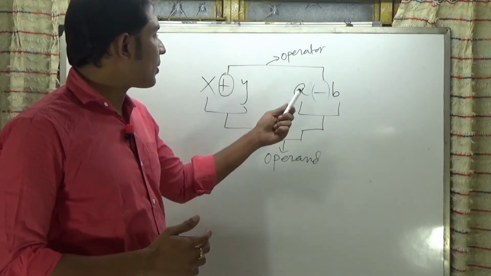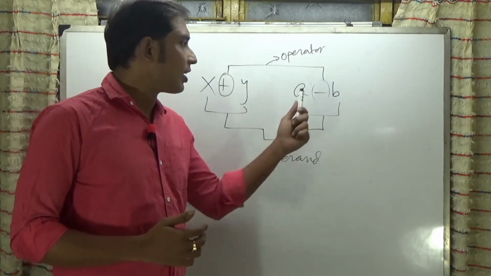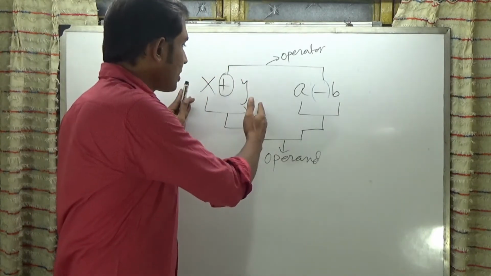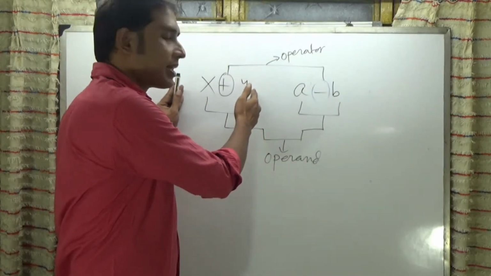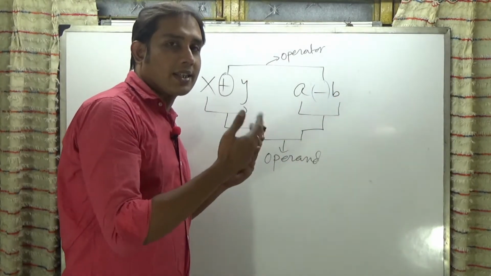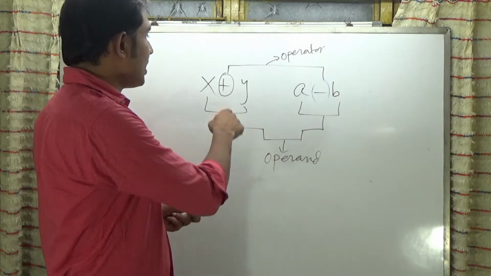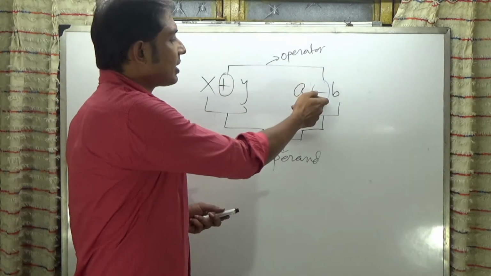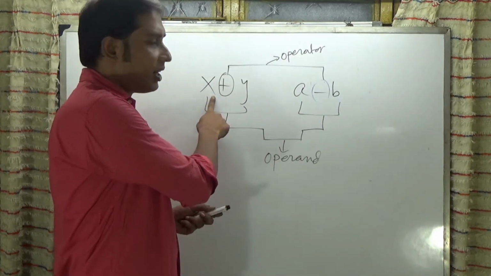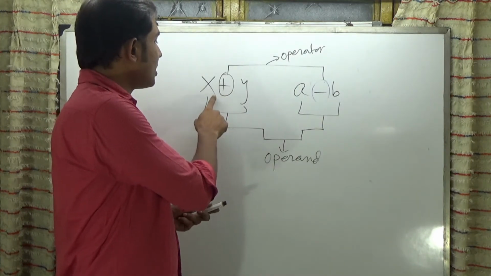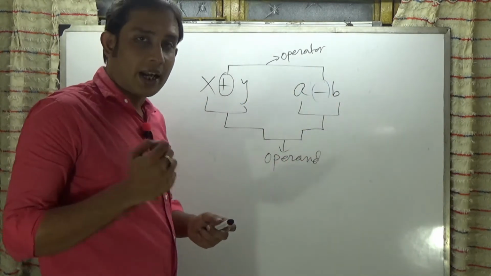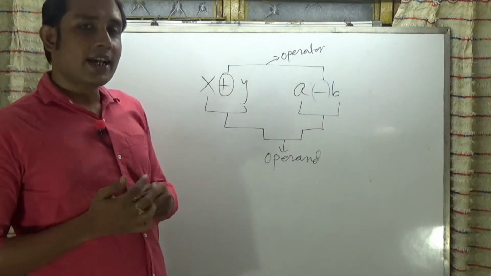But there are two different types of operation. One is addition and another is subtraction. This process is known as the addition operation, and this one is known as the subtraction operation. In the first case the operator is the plus sign, and in the second case the operator is the minus sign, and the operands are x and y in the first case, and a and b in the second case. So what is actually an operator?